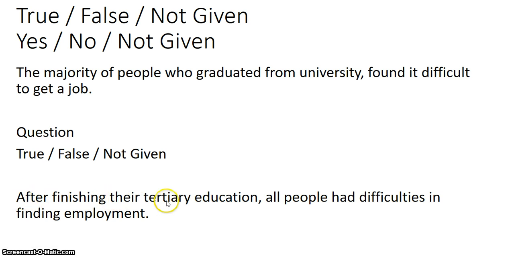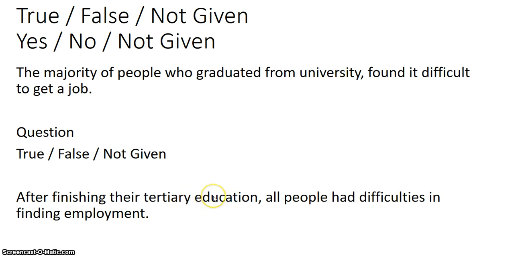After finishing their tertiary education, all people had difficulties in finding employment. So the first thing we're going to do, now that we've read all the text, is look very closely at the question. We need to completely understand the question before we can go back to the text and understand if it's true, false or not given. So after finishing their tertiary education, this is new vocabulary and it means university. So we can see already that we have synonyms for university here.